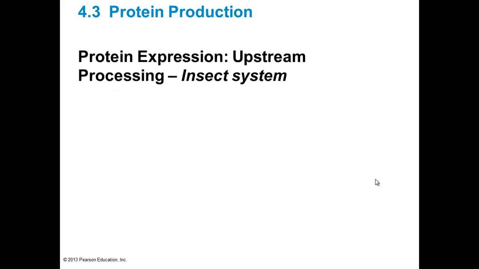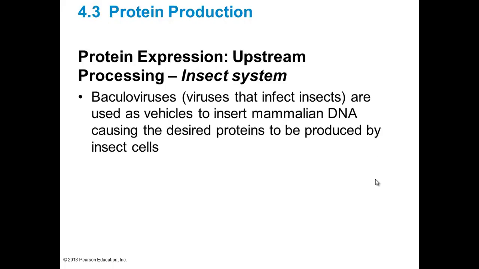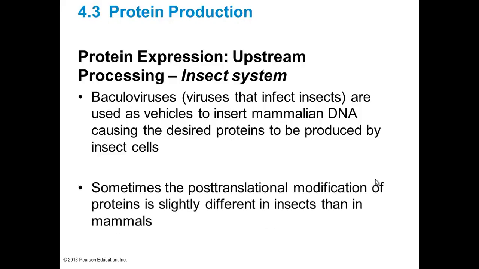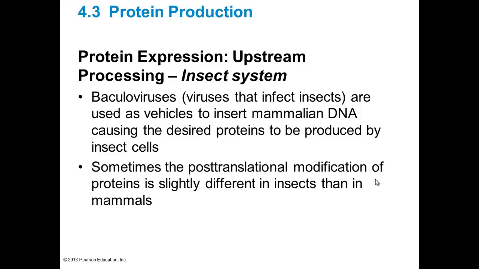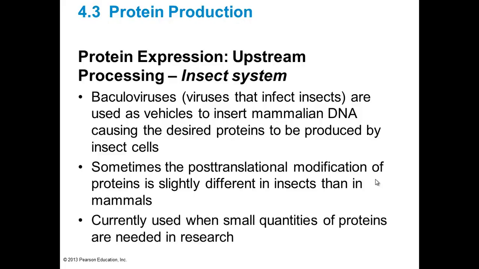You can also use insects, genetically modified insects. Insects are infected by baculoviruses. These are specific viruses that infect insects. And these viruses, before infection, are transformed. They're just a vehicle to insert mammalian DNA, and they cause the desired proteins to be produced in insect cells. Insects have different post-translational modifications, so that needs to be tested. And also, insect systems are usually small. It's very difficult to culture insect cells in a large scale, so usually this is small-scale production for experimental quantities of protein.